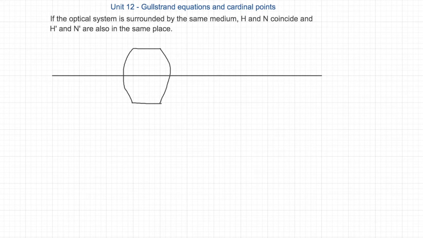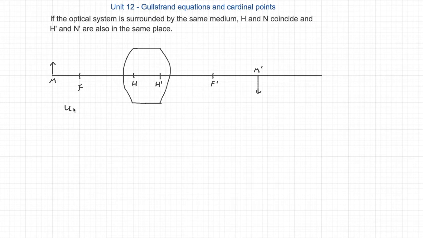Now, life gets easier if the optical system is surrounded by the same medium, which they usually are. They're usually surrounded by air. So in that case, H and N coincide, and H prime and N prime coincide. The primary principal point and nodal point are in the same place. The secondary principal point and nodal point are in the same place.